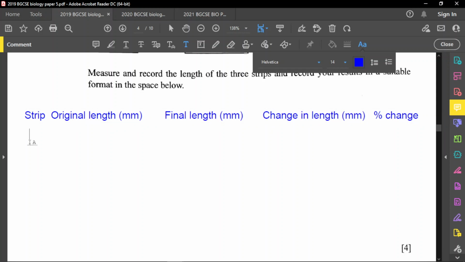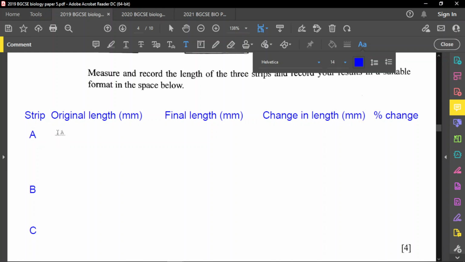So I'm going to have strip A, B, and C. So let's say this is A. Then let's put B right there, and then let's put C there. I'm also going to put columns, but let me put the columns last. I just want to kind of do this for you.